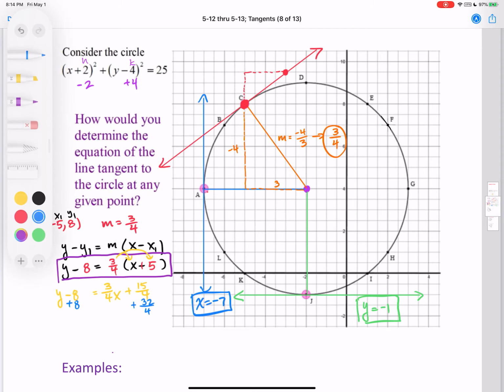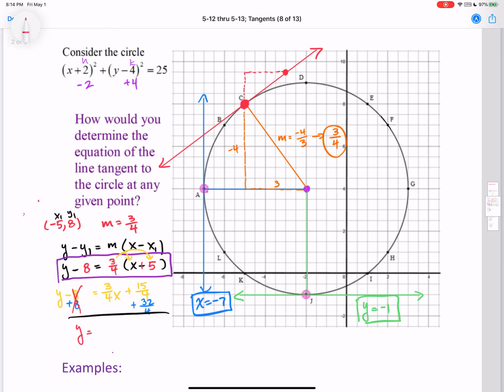And then we could go ahead and get y by itself. So the 8's will cancel each other out on the left, leaving us with y by itself. We have our 3/4 x, and 15 plus 32 is going to give us 47. So we got 47/4, and this is your equation in slope-intercept form. So depending if your teacher cares if you write it in point slope form, like this one over here, or in slope-intercept form, that's up to your teacher. All right, so that's how we come up with an equation of a line that might be tangent at some given point. Now let's go ahead and take a look at another example here.